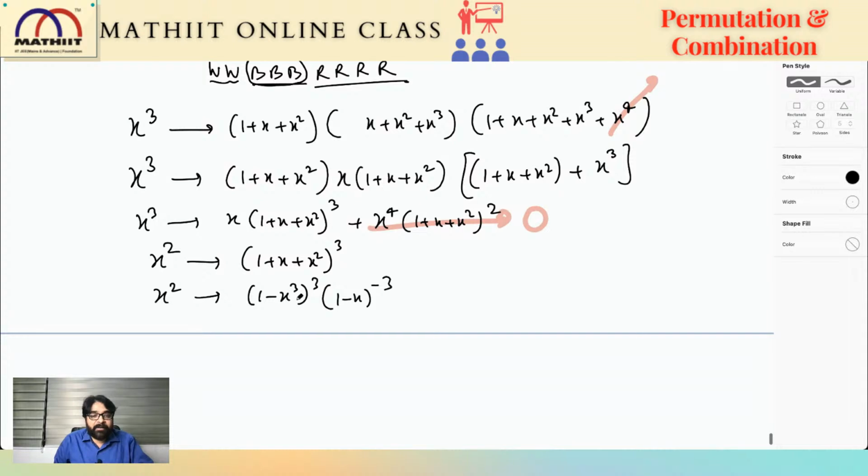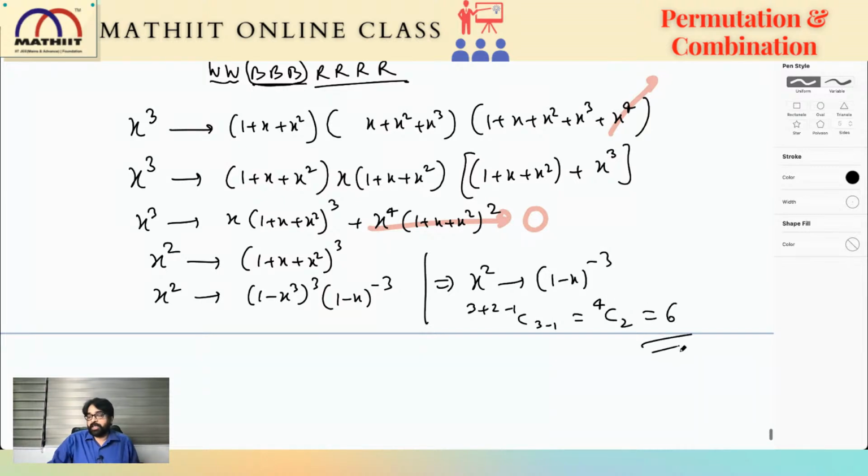Now, if you expand, every term will contain x power 3, which will be rejected. So this will be equivalent to the coefficient of x square in (1 minus x) power minus 3. And that will be 3 plus 2 minus 1 C 2, that is 4C2, which is 6. The answer will be 6. I don't know how you people are getting the big answer.